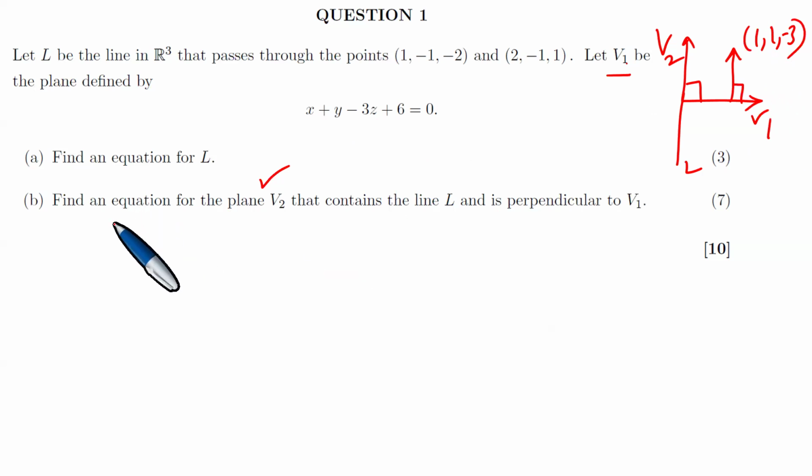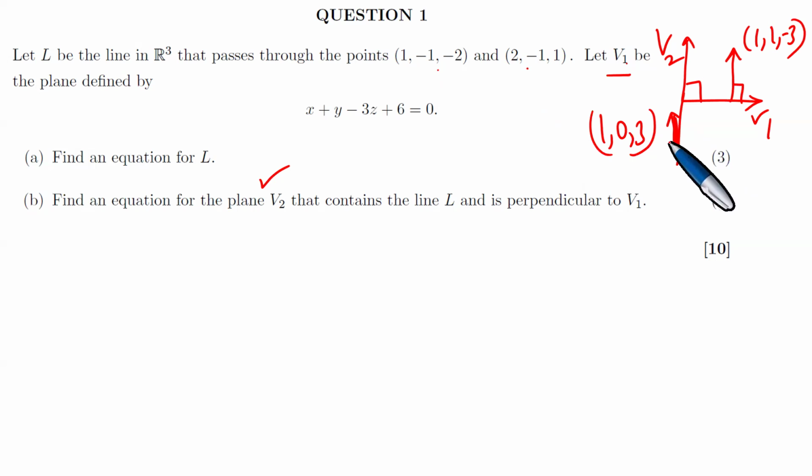We need to then find an equation for the plane V2. To find an equation for V2, we need a couple of things. A vector parallel to the line is the vector 1, 0, 3. We remember the vector 1, 0, 3, which is formed by this vector minus that. We already know the vector 1, 0, 3; we got it in the previous question. It is parallel to the line.